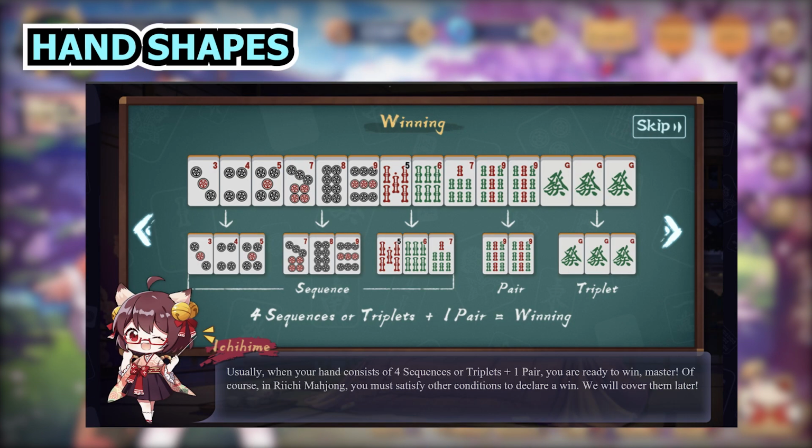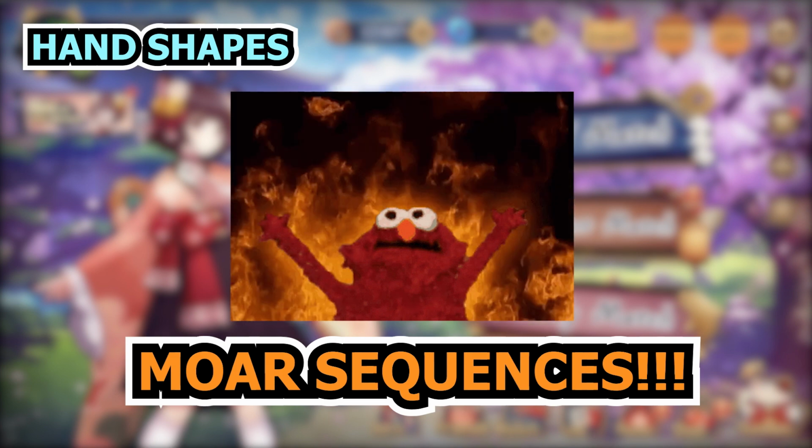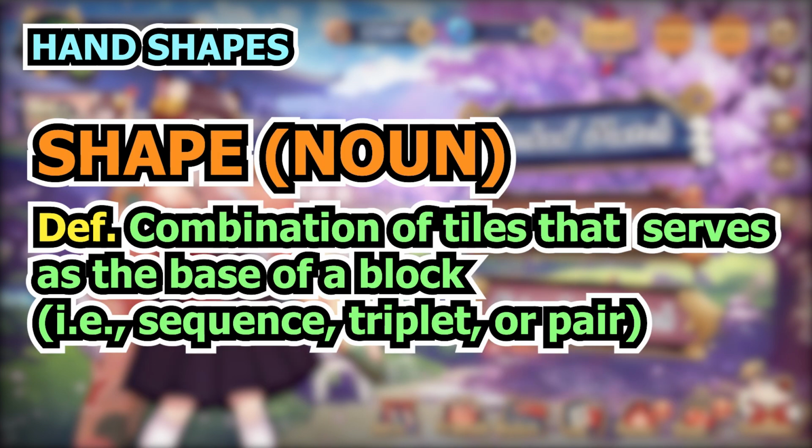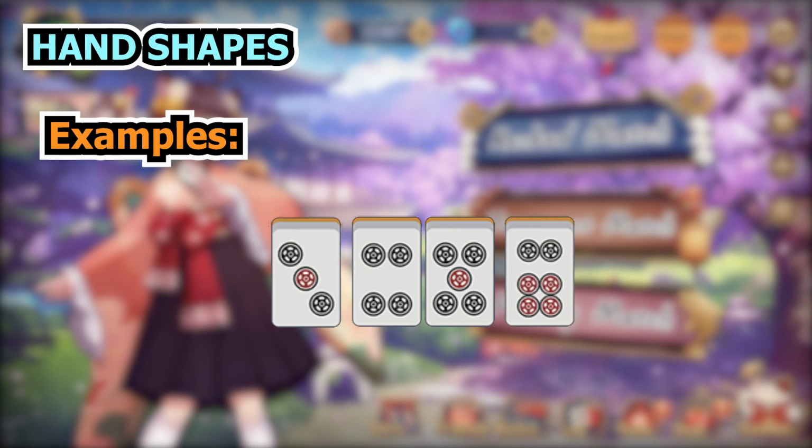Okay, let's talk about shapes. Remember that we have to make 4 sequences or triplets plus 1 pair? So, clearly, most of the time, we'll be more focused on making sequences instead of the pair. Now, what I mean by shapes is the combination of tiles that serves as the base of these sequences, triplets, or pair. For example, a shape of 4 circles, 5 circles can accept either 3 circles or 6 circles to make a complete sequence of 3, 4, 5, or 4, 5, 6.